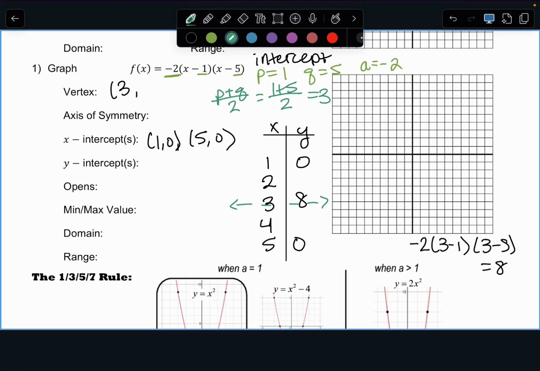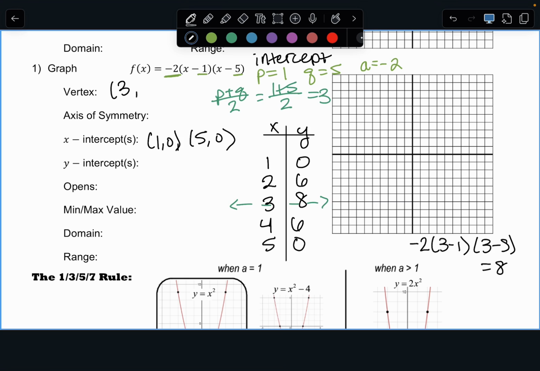How would I get the y-coordinate for 2? Plug it in. Okay. 2 minus 1? 1. So this essentially does nothing. It times 1 is just itself. So I'm going to ignore that. 2 minus 5? -3. -3 times -2, 6. And if (2, 6) is a point, what else is a point? (4, 6).